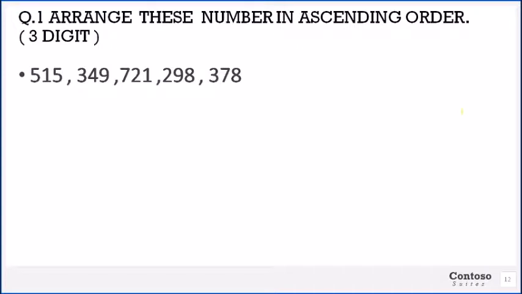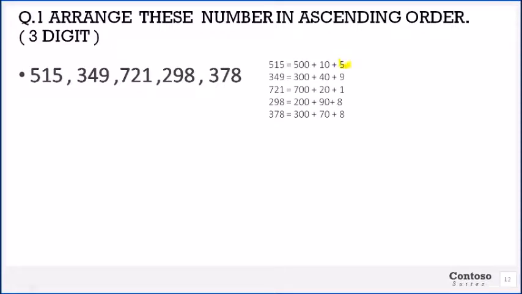So we have already discussed, we have two methods. That is, we can find out the answer by expansion form also, and we can find out the answer by table also. So here see, if we expand these numbers, for 515, 500 plus 10 plus 5 will come. For 349, 300 plus 40 plus 9 will come. We can see on the screen, it's already written. Then when you expand these numbers, this kind of form will come.